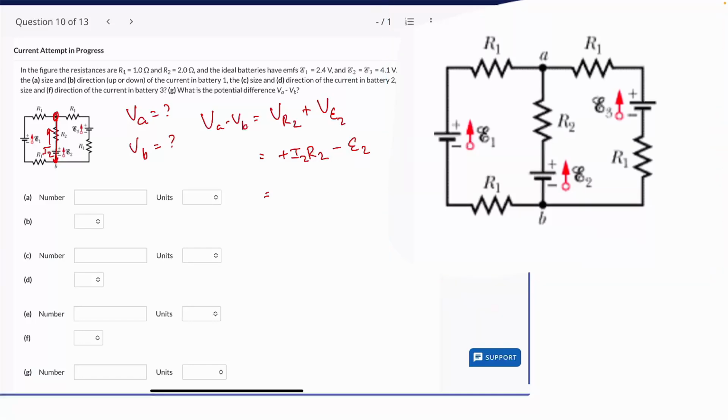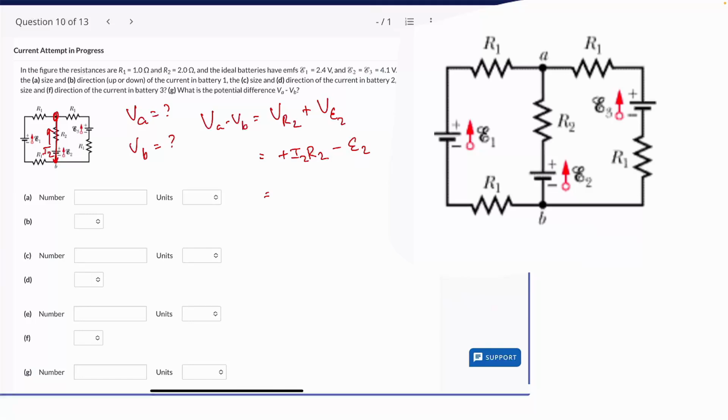Is that bigger? All right. So they ask us size and direction, up or down. So they're letting us pick, aren't they? I get to pick both my currents and my loop directions here. Let's do currents first. Okay.